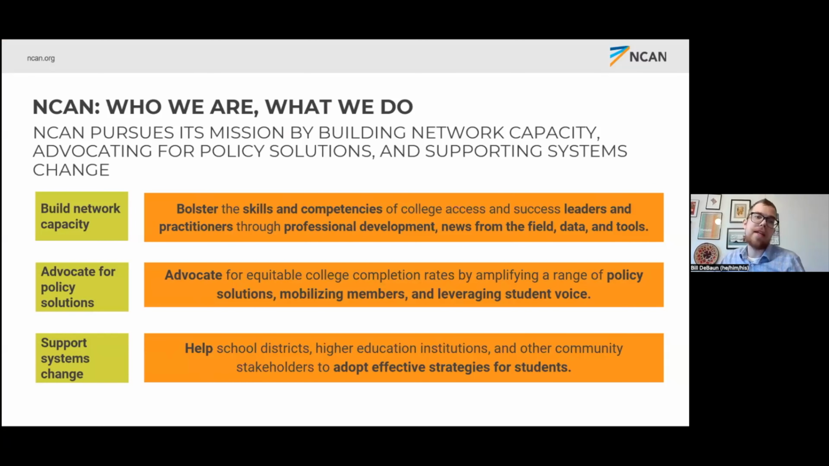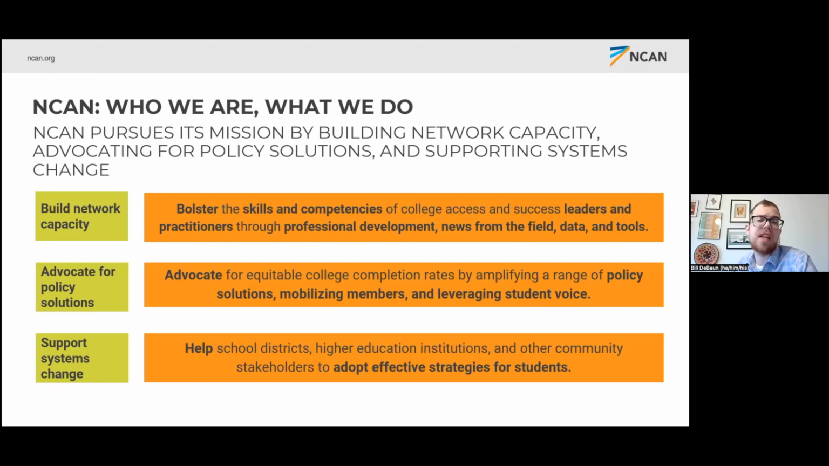If you don't know NCAN, just a quick thumbnail sketch, we are a member organization based in Washington, D.C. We have about 600 members across the country, all shapes and sizes, but they are united in the common mission of closing post-secondary access and attainment gaps for students. So how do we do our work? We strengthen our members. We help to build them up by providing them with professional development, cutting-edge approaches, data, news from the field, just everything they need to know so that they can focus on their work and not get caught up on stuff on the periphery.